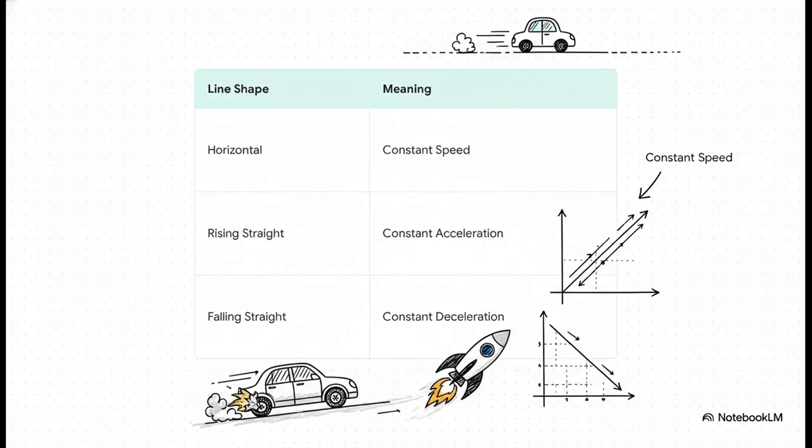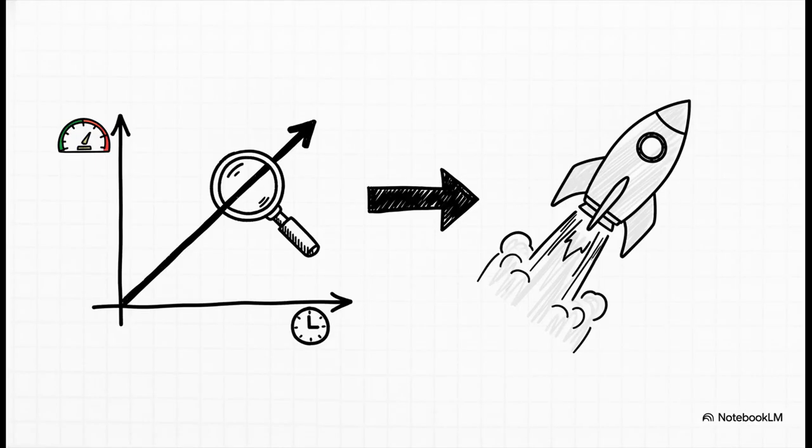A straight line sloping up means the speed is increasing at a nice, steady rate. That's constant acceleration. And you can probably guess a straight line sloping down means constant deceleration, or slowing down at a steady rate. So you see the pattern here? Just like the slope of a distance-time graph told us the speed, the slope of a speed-time graph tells you the acceleration. And the logic is exactly the same. Slope is rise over run. On this graph, that's change in speed divided by change in time, which is the exact definition of acceleration.